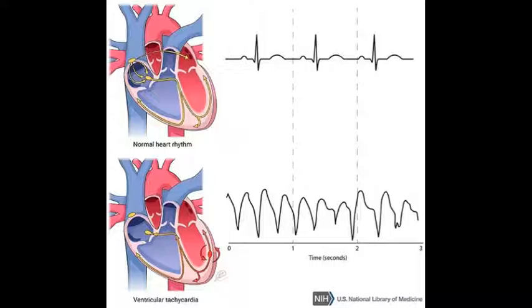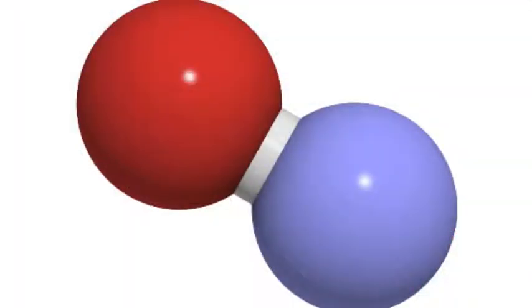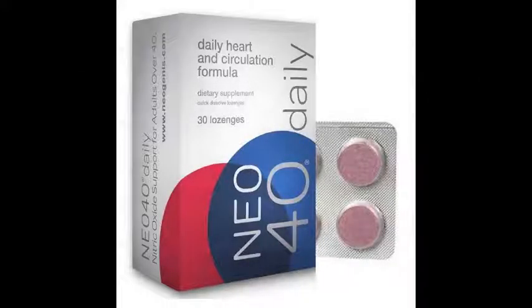Now, the great thing about nitric oxide, besides helping establish a normal electrical rhythm, is it also helps to establish a normal heart rate. So people with rapid heart rate desperately need that.